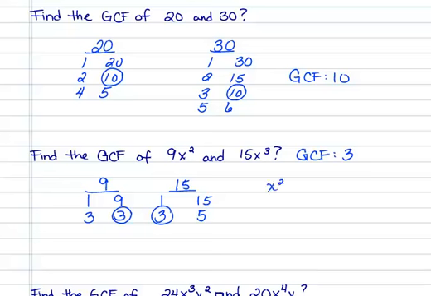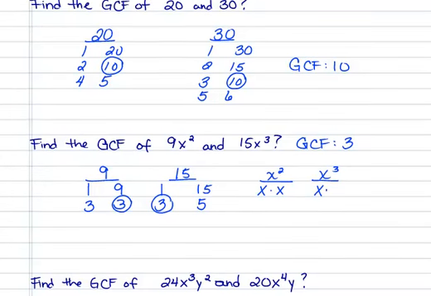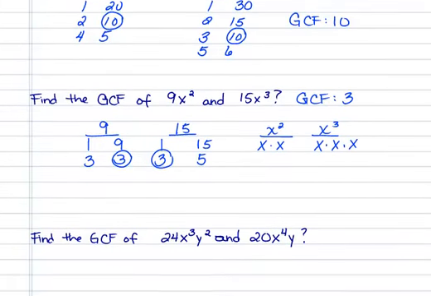I set them kind of up the same exact way. One of them has x squared, which means x times x. One of them has x cubed, which means x times x times x. How many do they have in common? So you kind of want to group them. Well, I have 1 in common. I have another 1 in common, and that's it. So I have 2 in common, x squared. 2 x's in common, but you got to think of it as x squared.